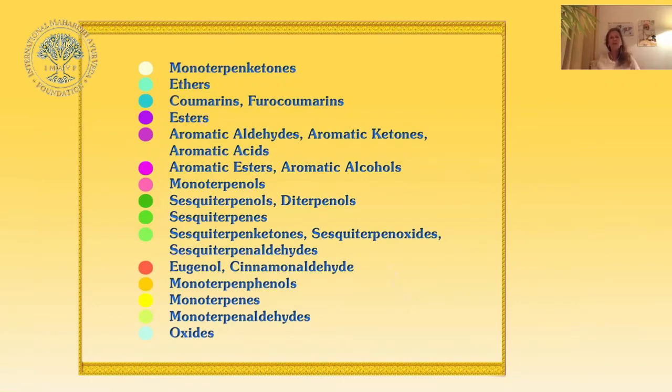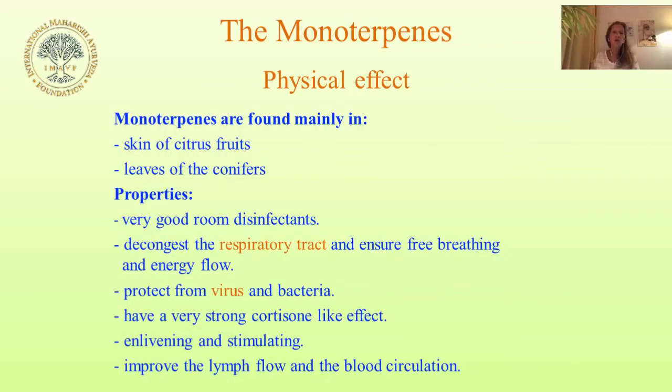So that's a list, and now let's take the example of the monoterpene. You will see why. Monoterpene is one class of chemical compounds, and they have some properties. Each chemical compound has some very specific property, as I say. And because of this property, we know in which case to use them. If they are mucolytic, we will use them in the case someone has bronchitis or things like that. Now, let's see what are the physical effects of the monoterpene.